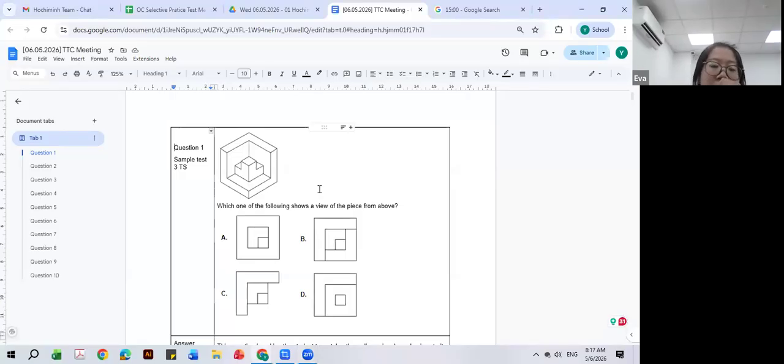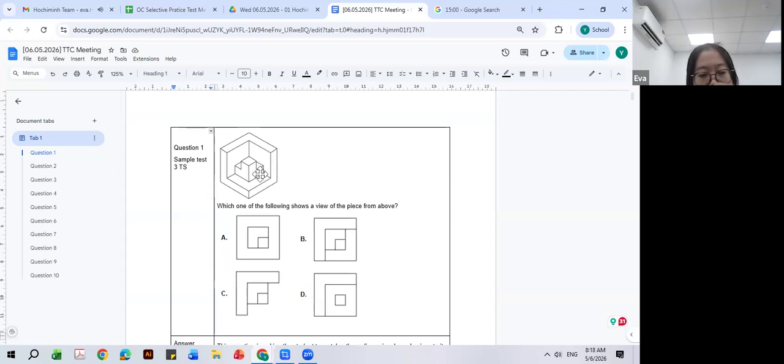Today we will go through 10 TS questions of the sample test 3 thinking skill. For question number 1, we are given features here and we are asked to find the view from the above. So when we look at the features from the above, we will see the square as a base. So the base will be a square and the inner shape is smaller than the outer one.